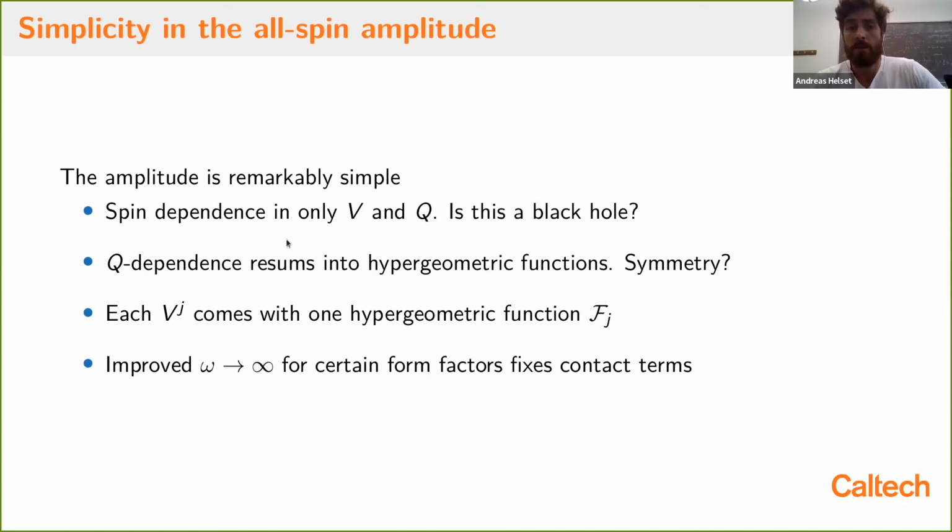And then, very surprisingly, all these Q dependences resum into hypergeometric functions. And it will be very interesting to see if there can be some underlying symmetry reason for explaining this. And then each of these V's only has one hypergeometric function F here. And lastly, some of these contact terms that we were adding back into the amplitude can be fixed if you demand an improved ultra-relativistic behavior for some of these form factors.